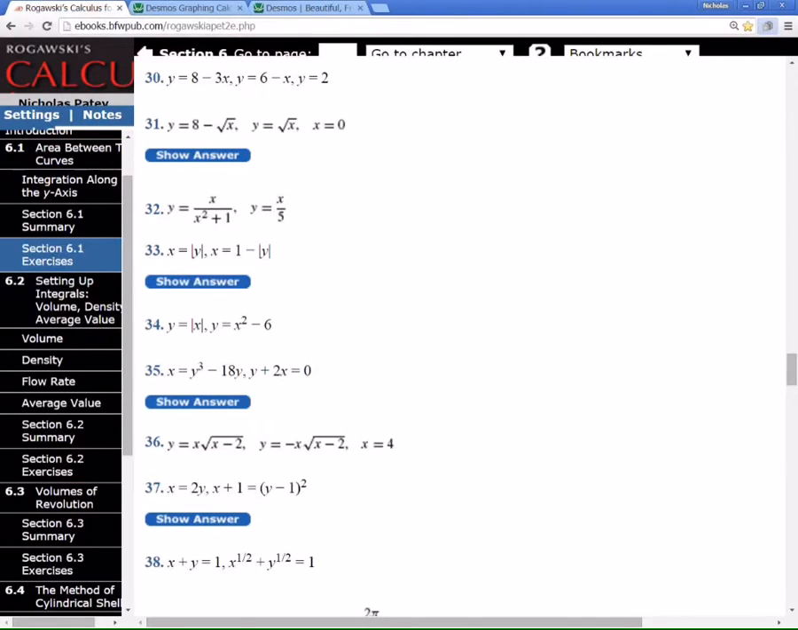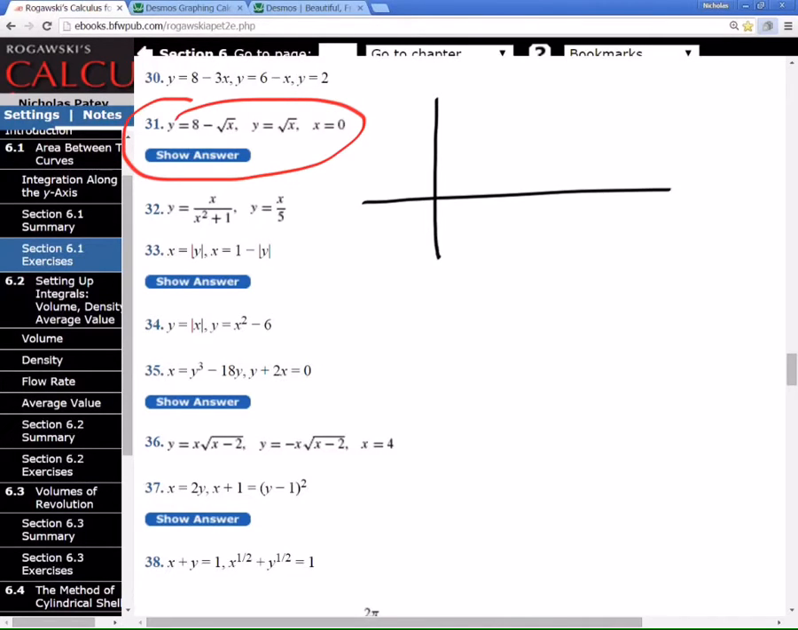Okay, we're going to do this number 31 right here. And the directions say find the area between the curves, between the region formed. I'm not sure exactly, but it has that idea. So what we need to do here is visualize what's going on. We have to graph all of these.